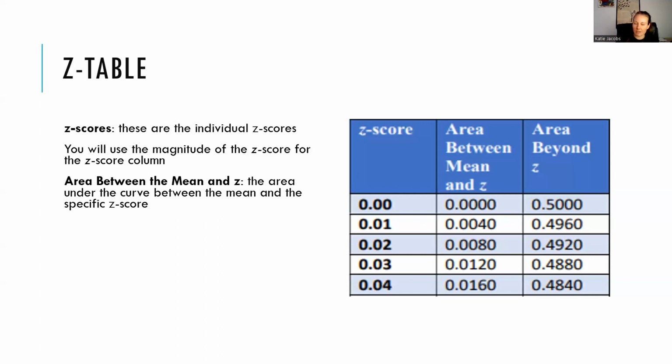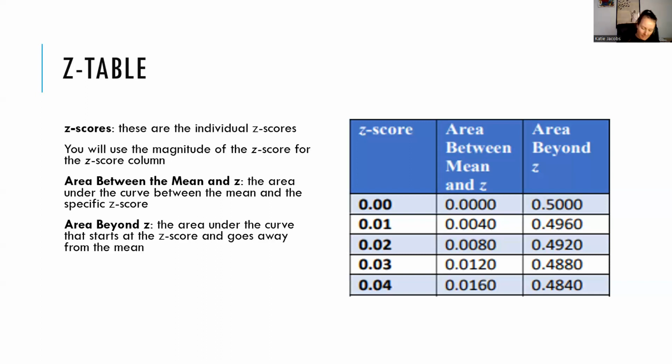So we also have something called the area beyond Z. This is the area under the curve that starts at the Z-score and goes away from the mean. So this is kind of the opposite of what we just did. I'm going to draw out another normal curve and label this other one the area beyond Z.